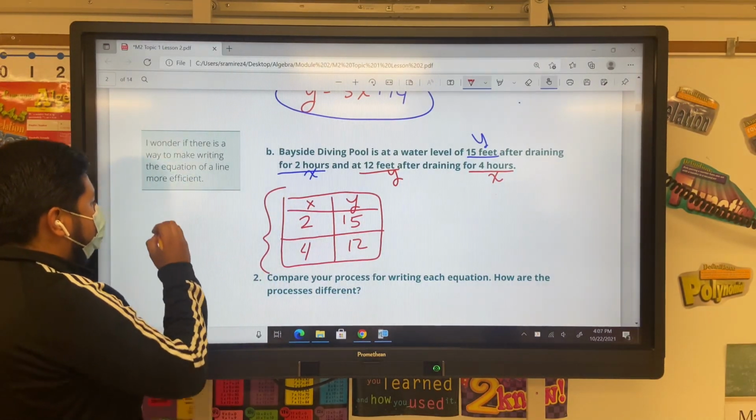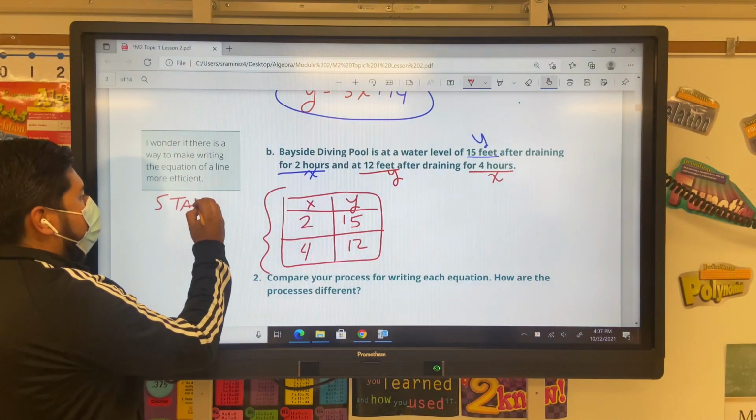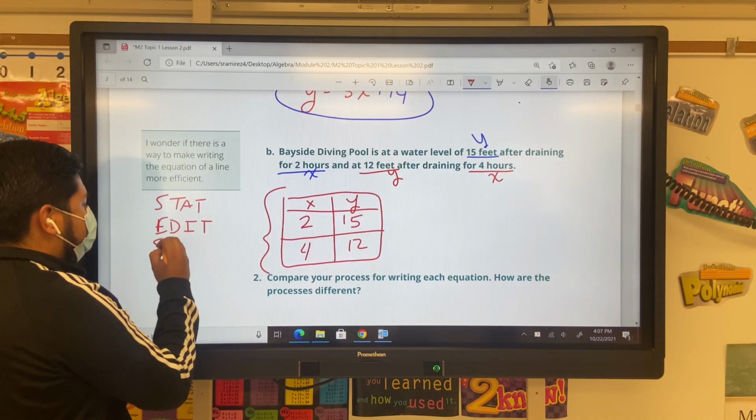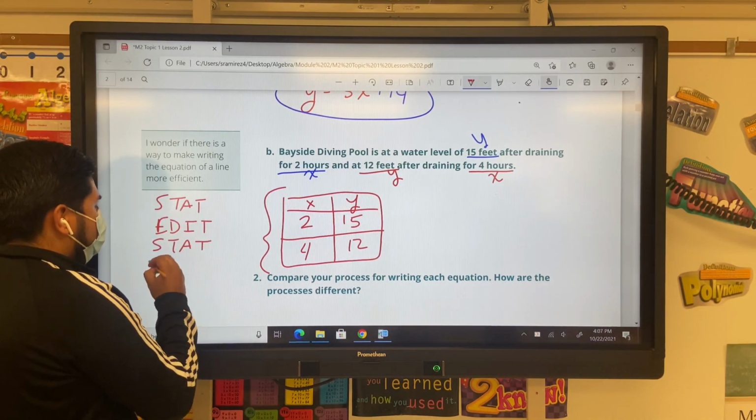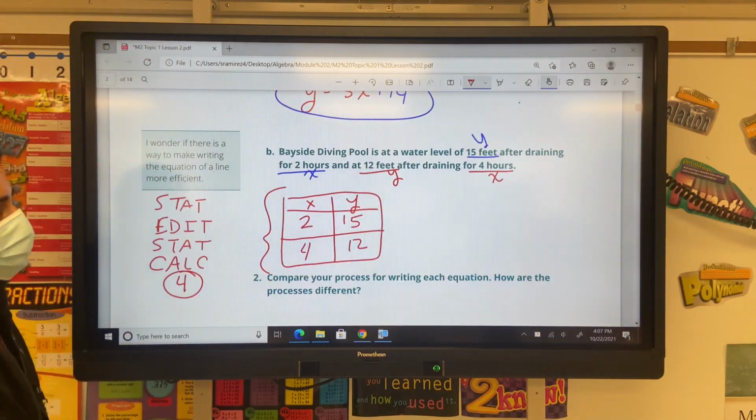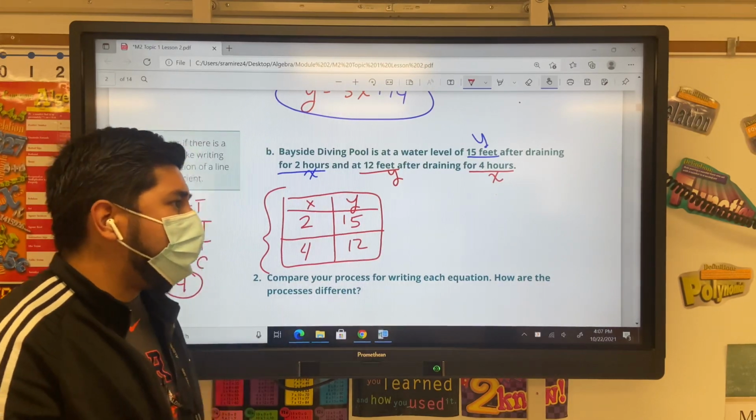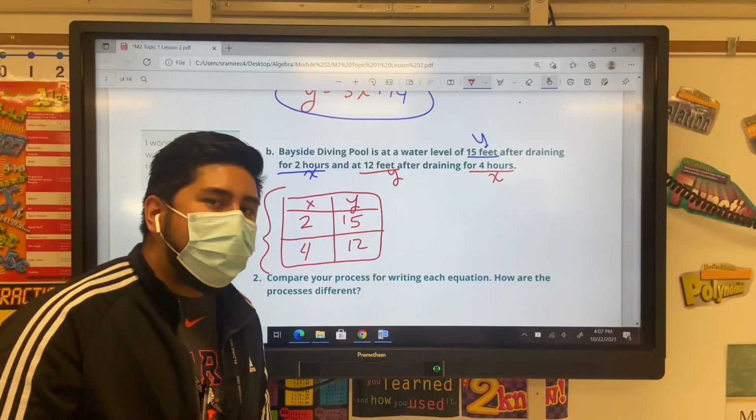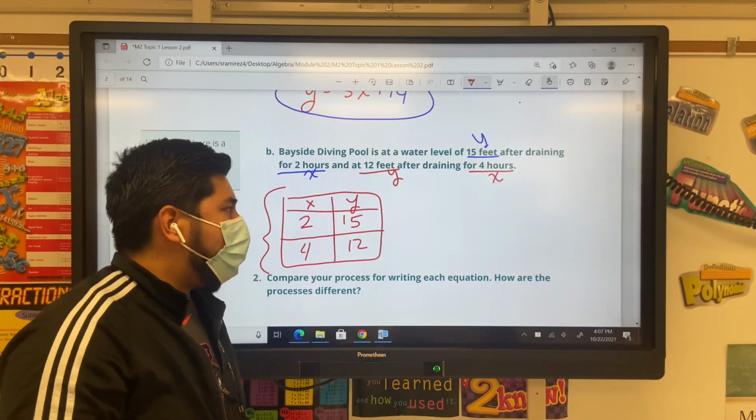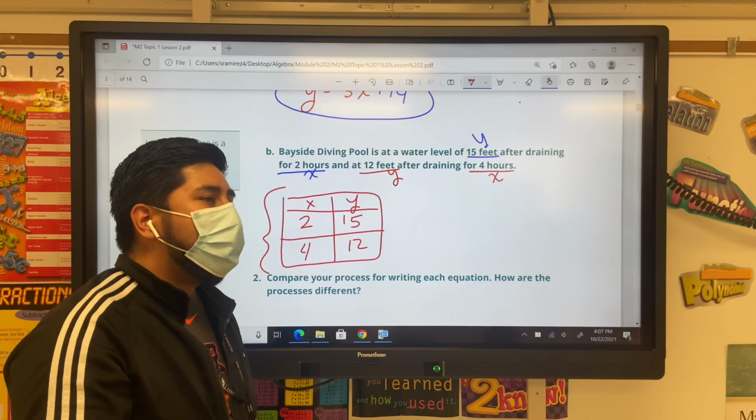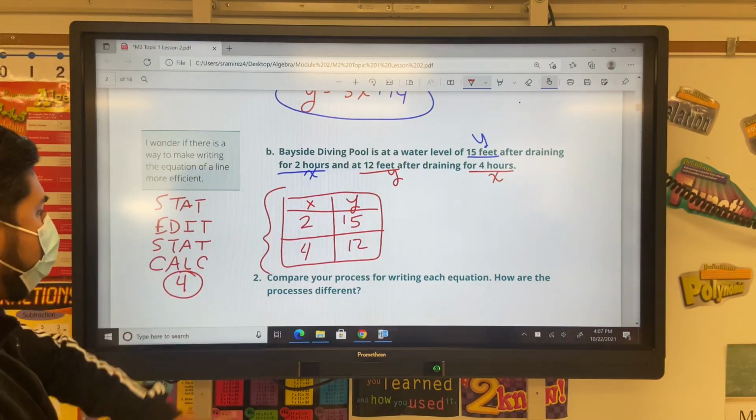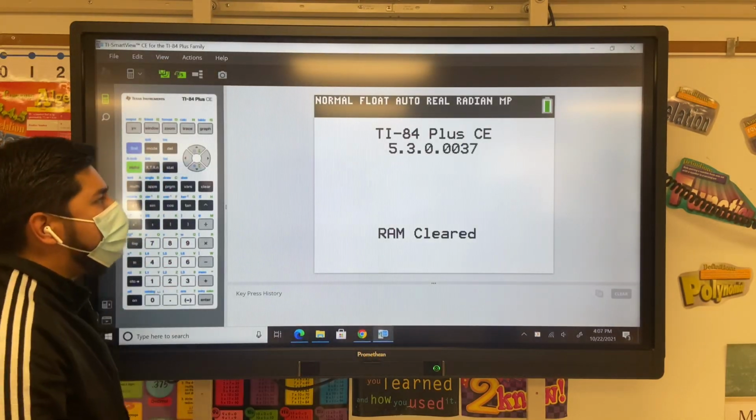I know a majority of us know what stat edit is. Stat, edit. Stat, calc, 4. We will definitely use the calculator. Hopefully you have your calculator with you. If you need to pause to get a calculator, please do it. Going step by step by step. Make sure if you didn't get it, rewind it or ask somebody, please. Check out my calculator. Boom, ready to go.